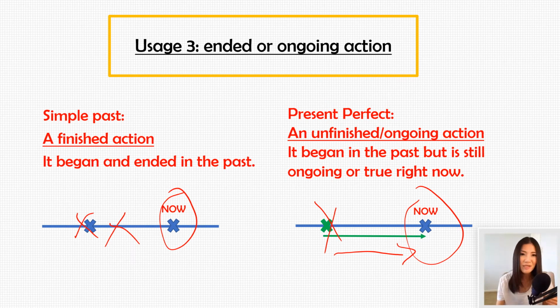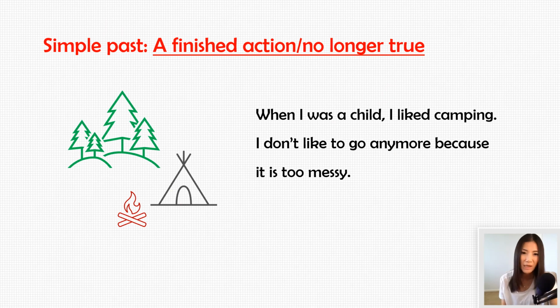This is probably the most, like I said, commonly known one and the most popular difference between these two verb tenses. For example, when I was a child, I liked camping. I don't like to go anymore because it's too messy. So here we would use simple past because it's just no longer true.